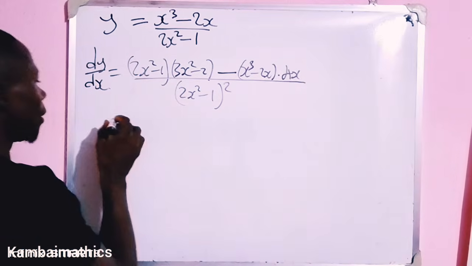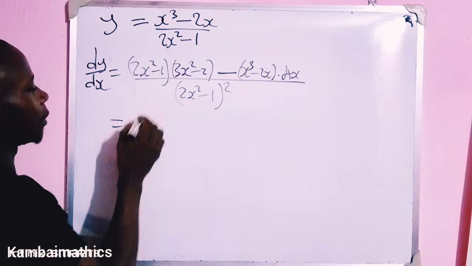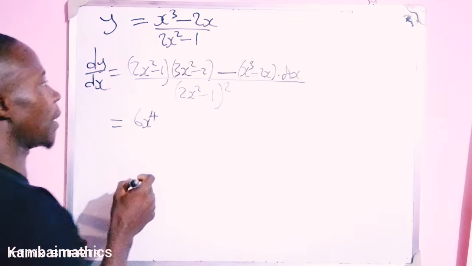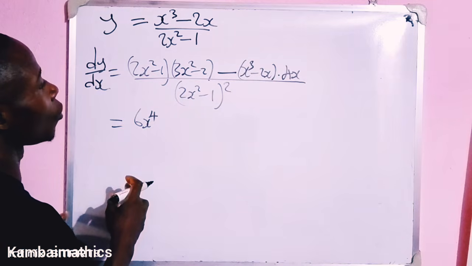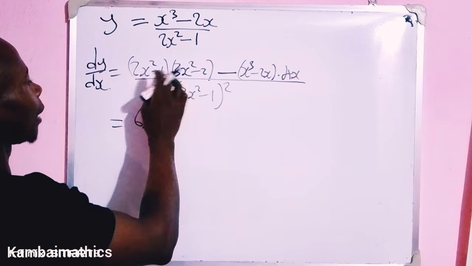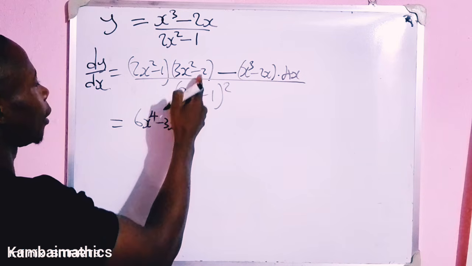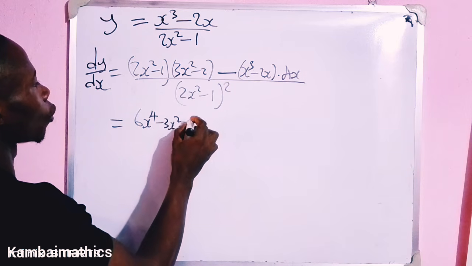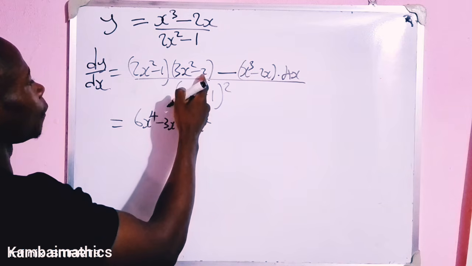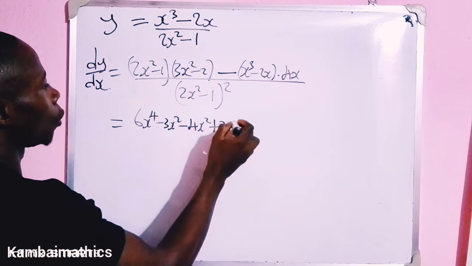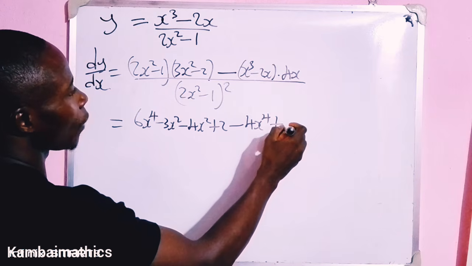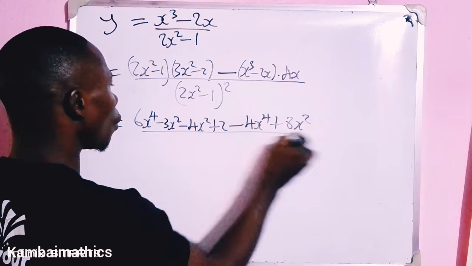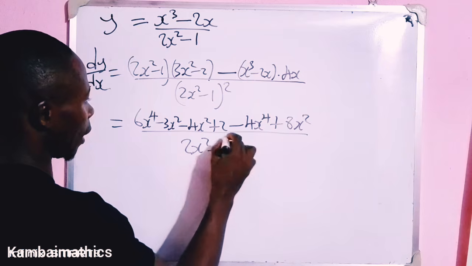So here, this will be equal to, this times this is 6x raised to the power of 4. Let me expand the bracket, since there's nothing to factor out. So this again times this will give us minus 3x squared. Then this times this will give us minus 4x squared. And then finally this times this will give us plus 2. Then this times this will give us minus 4x raised to the power of 4. And then this minus minus will be plus, so that we are left with 8x squared all over (2x squared minus 1) all in bracket squared.